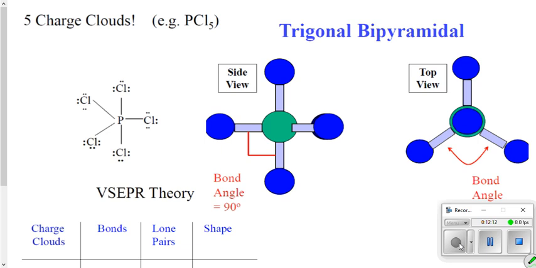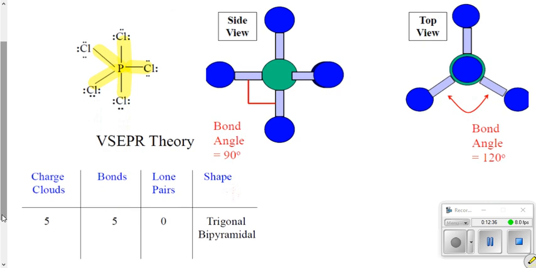Okay, let's look at some examples now when we're moving up to having 5 charge clouds. It's kind of hard to draw this, so you're going to have to work with me a little bit in this example. We're going to start with 5 charge clouds where all the charge clouds are in the form of bonds. For example, in PCl5, surrounding the phosphorus, we have 5 chlorines. We have 5 bonds and no lone pairs.